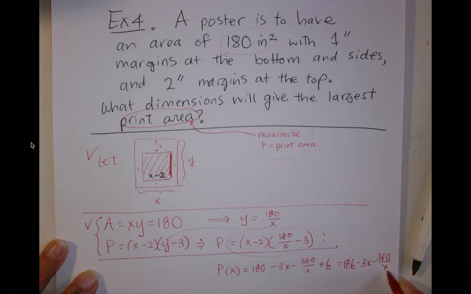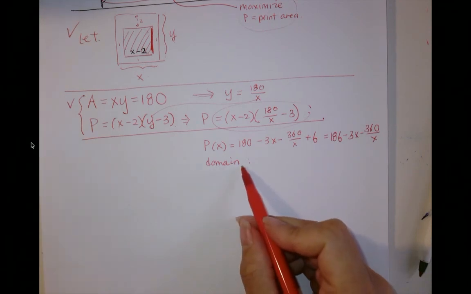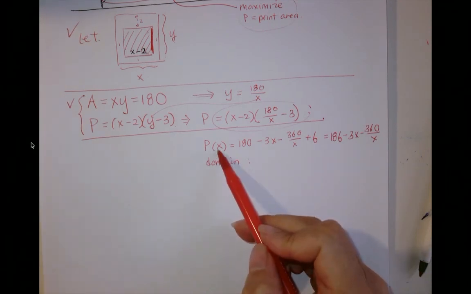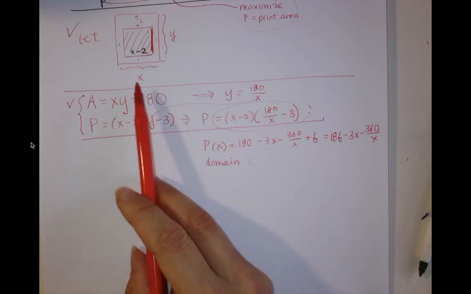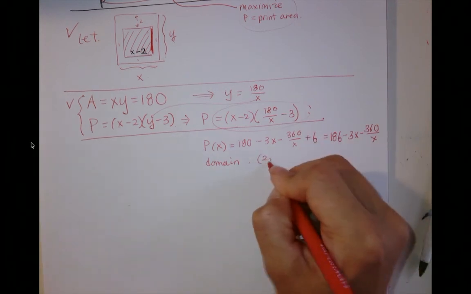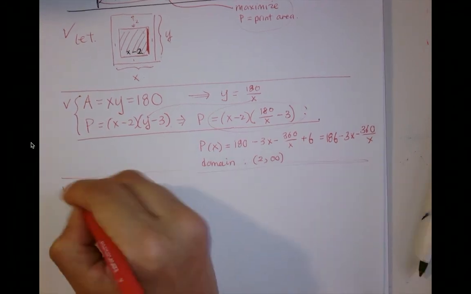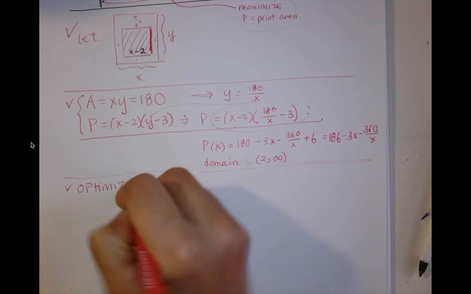So that's our function. The domain is, it looks like it's going to be an open interval, but you can play around with it. So the domain is going to be the possible values for x, and we know x should be a positive number, and really it should be larger than 2, so I'm just going to put 2 to infinity. You could pick a different domain, but I'm not going to be too picky. So let's optimize. In this case, we are trying to maximize the print area.